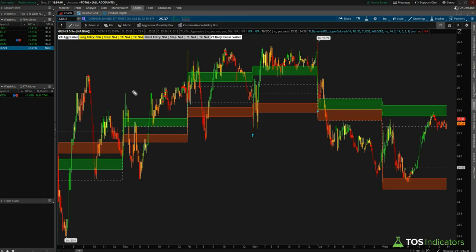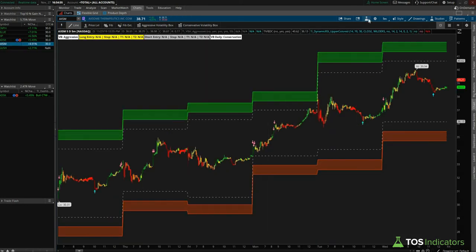And so I hope tonight's video gives you some sort of ideas of how you can use not only our scans, but some of your own scans as well, along with our aggressive volatility box to find entries like AXSM, which set up almost perfectly for you and give you some really nice trade entries.